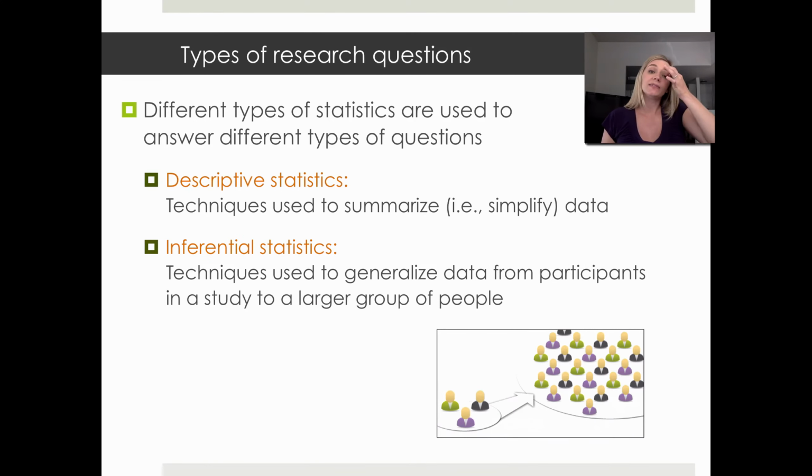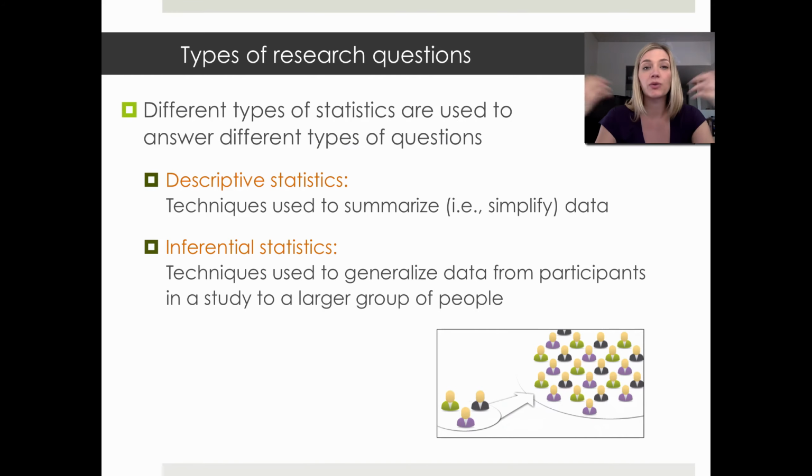Okay, the second type of statistic is called inferential statistics. And these are mathematical procedures or techniques that we use to generalize data from participants in our study to a larger group of people. Basically, we want to know, is what we found to be true of people in our study also true of people as a whole? Is it also true of the people who weren't selected to be a part of our study?